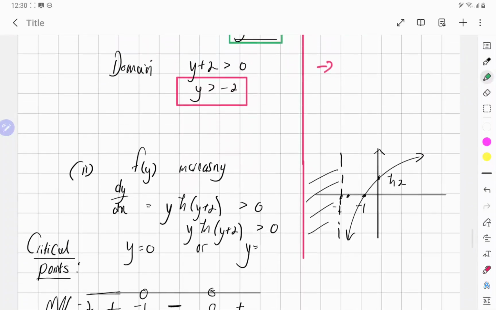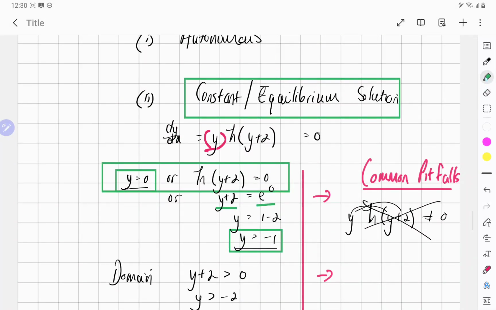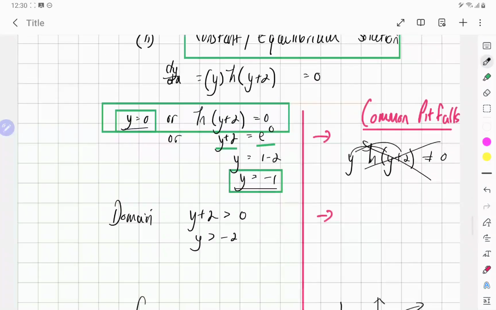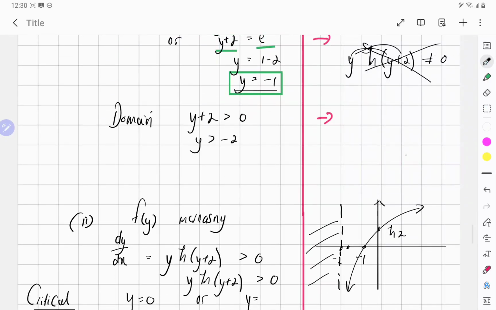Now what I said, it is very important to do the domain as well. So common pitfall there also. So just make sure here your domain for y for this bracket can be all real numbers. But when I have ln, you know from first year, whenever we have ln, your bracket must be greater than 0.